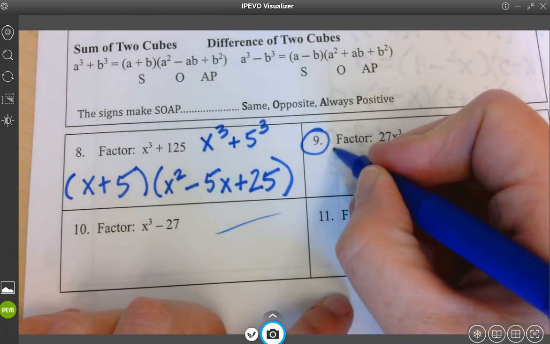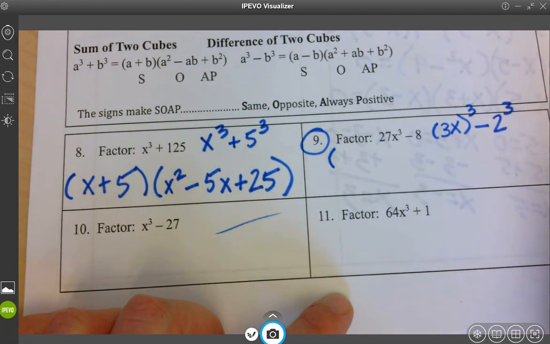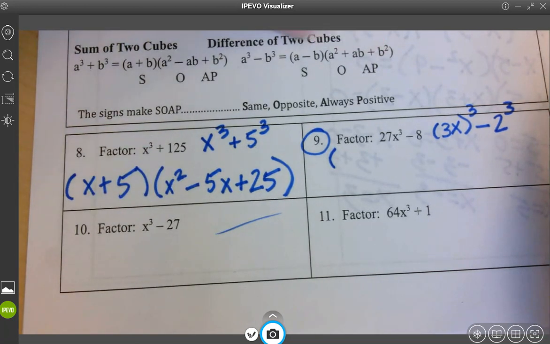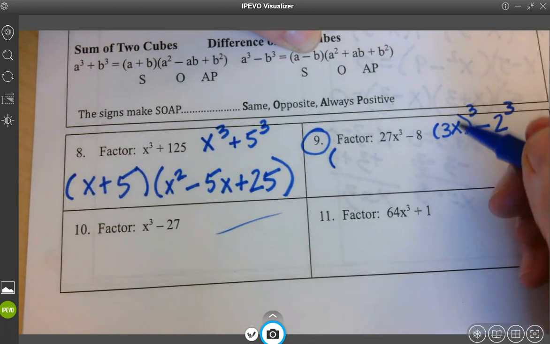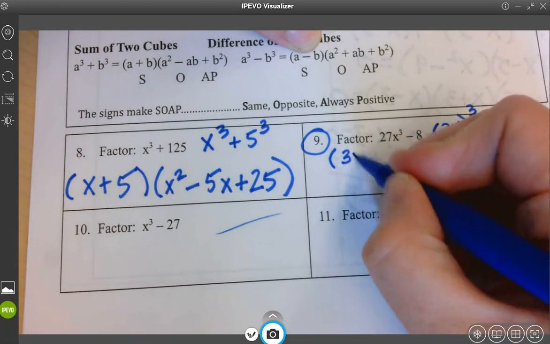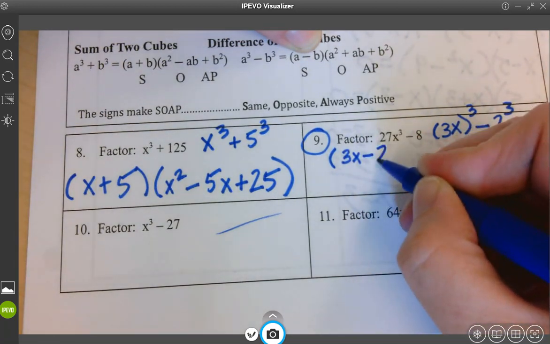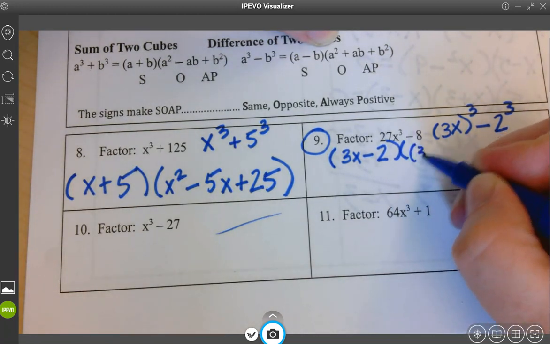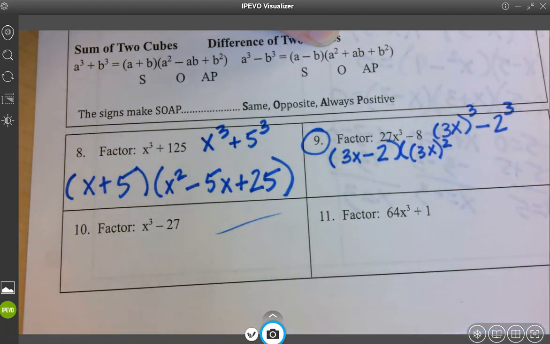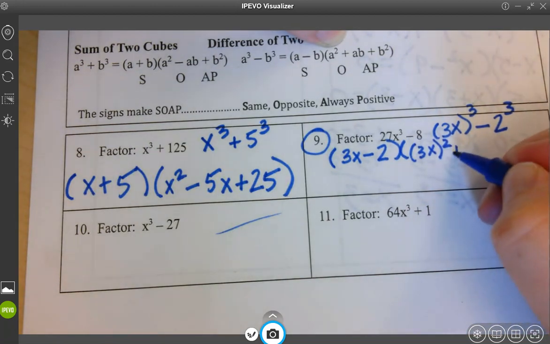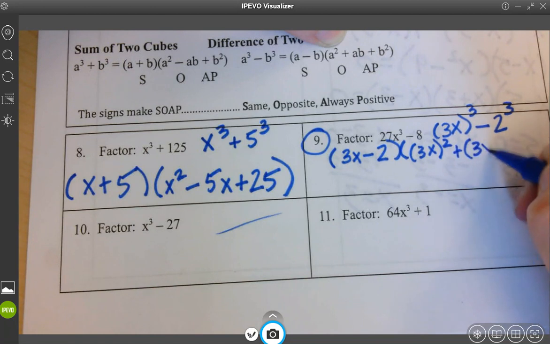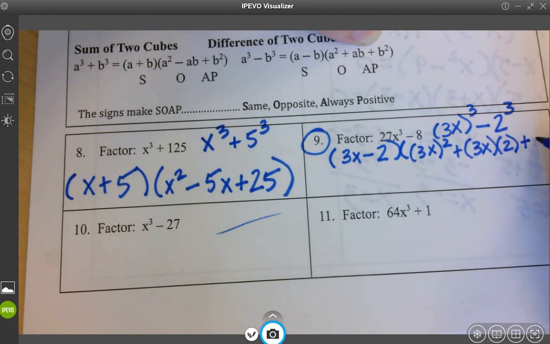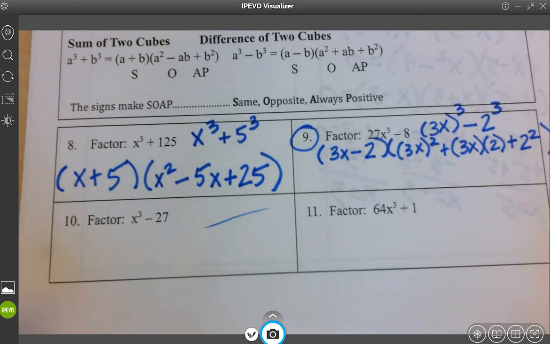All right, this time I'm going to do it in 2 steps, so leave yourself a little space here. This time it's difference of cubes, so I'm going to follow this pattern here. Instead of a, I have 3x, and instead of b, I have 2. When I square a, I'm going to keep it in parentheses so I remember to square both parts. Plus ab, that would be 3x times 2, plus b squared, so that would be 2 squared. I'm going to stop there because that's the hardest part, and then we're just going to simplify it.